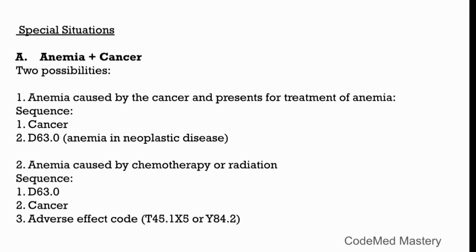Now let us see special situations and how to code them. First situation, anemia with cancer. So here there are two possibilities. First, anemia caused by the cancer and the patient presents for treatment of anemia. Then you have to sequence cancer first followed by D63.0, that is anemia in neoplastic disease. Second possibility, if anemia is caused by chemotherapy or radiation, then first you will code anemia followed by cancer and then the adverse effect code.